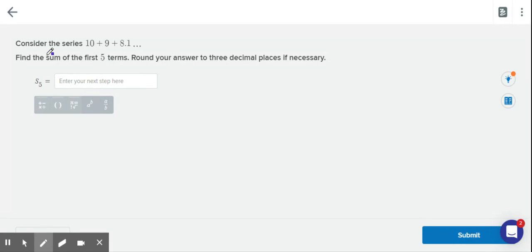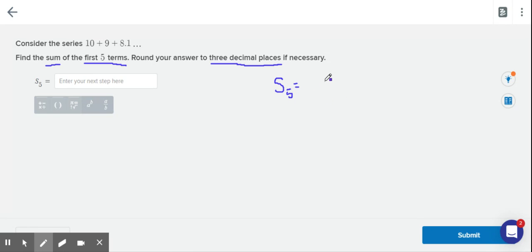So number 7 says, consider this series, and we're finding the sum of the first 5 terms, rounding our answer to 3 decimal places if necessary. So sum of the first 5 terms.